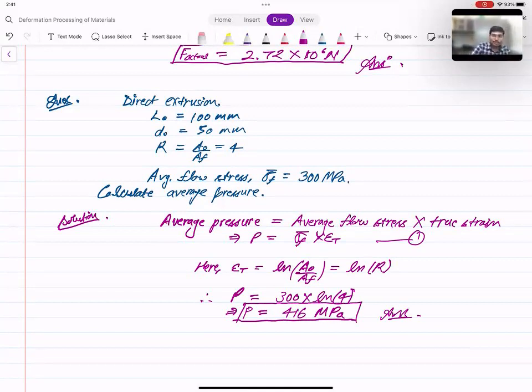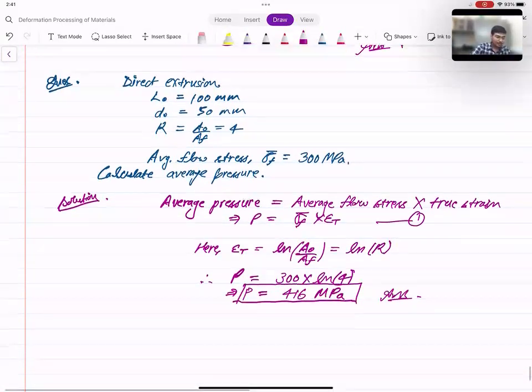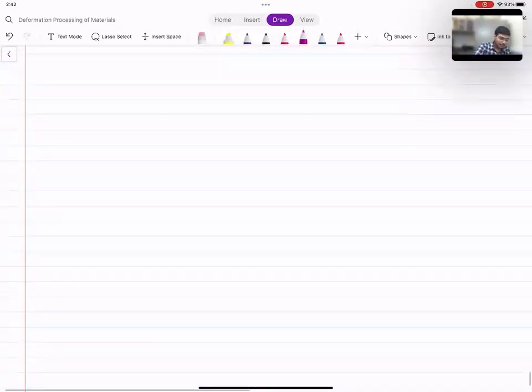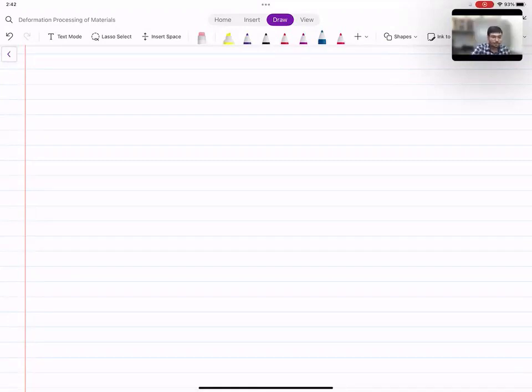Okay. So this was another example. Let us see one more. Again, we are given an extrusion process. Here we are given the values of initial and final diameter of the workpiece, the average flow stress, and here we need to find the minimum force required. Earlier we calculated the actual force. Now in this problem we will see the minimum force required.